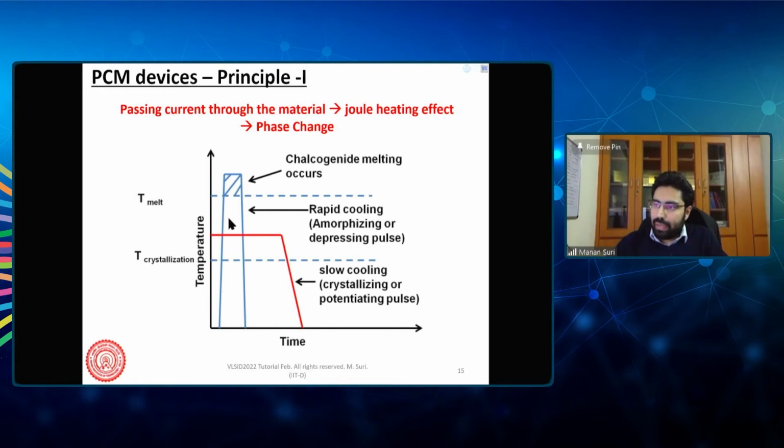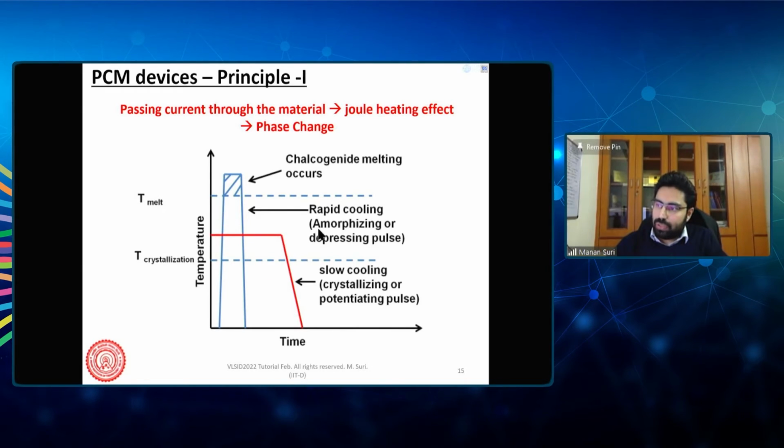On the other hand, a temperature profile or an electronic stimuli which crosses the melting temperature and then quickly cools down, doesn't let the device rearrange itself, would lead to creation of a zero or a high resistance state. So this is your reset pulse and this is your set pulse. While on the y-axis, you have temperature here.